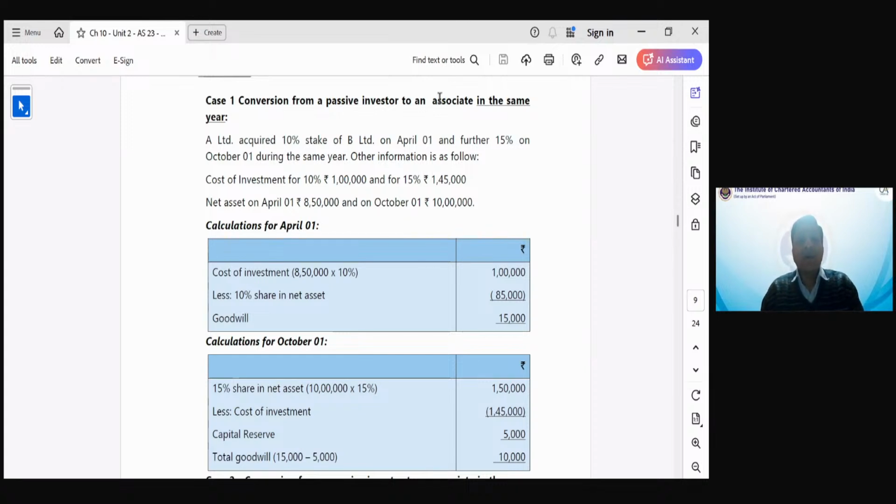Now, on 1st of October, A Limited acquired 15% additional shares. So 10% were already there. Now 15% additionally have been acquired. So what is going to be the total shareholding by A Limited in B Limited on 1st of October? 25%. Now on 1st of October, what is going to happen? This investor will start calling this investee B Limited as an associate. On which date? On 1st of April or 1st of October?